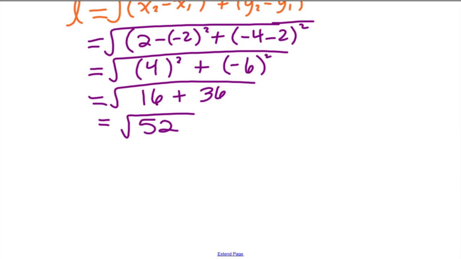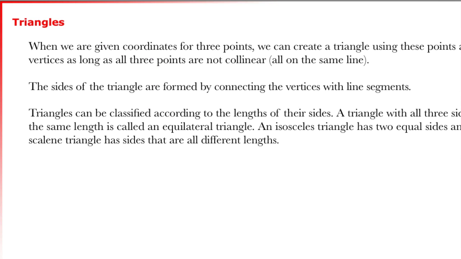which is an exact answer. We could also find the square root of that, and we put a little dot above the equal sign to say that rounded off, that answer is approximately 7.2. Triangles. When we're given coordinates for 3 points, we can create a triangle using these points as vertices as long as all 3 points are not collinear, all on the same line.